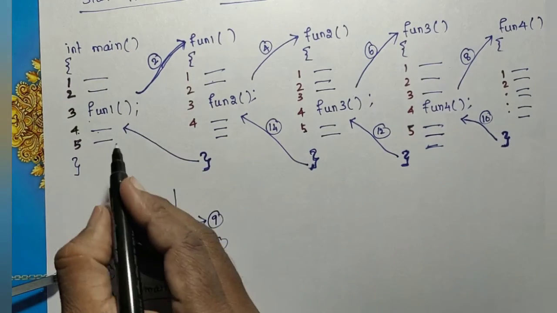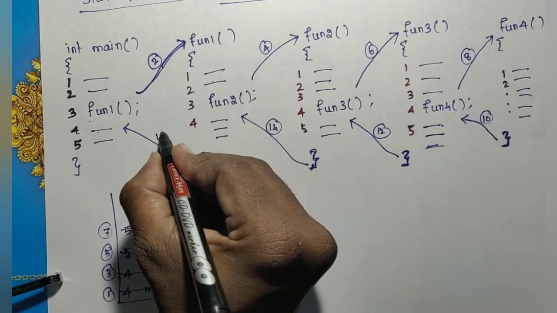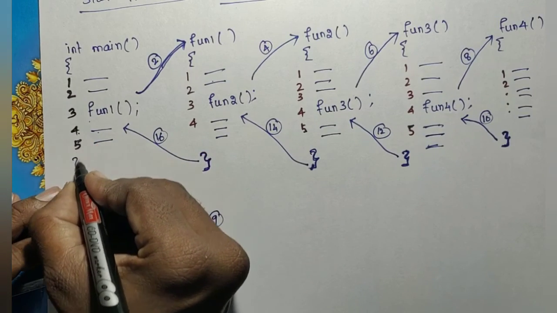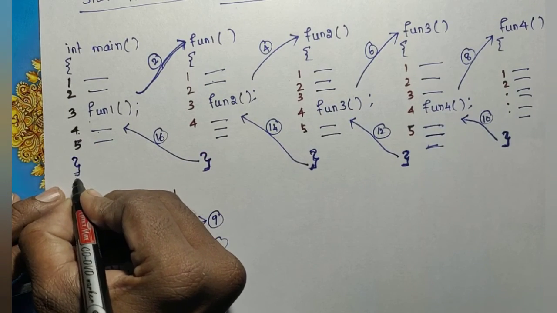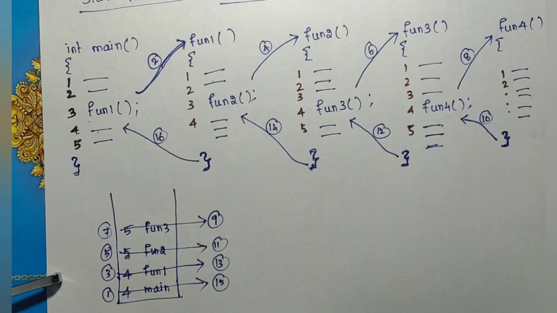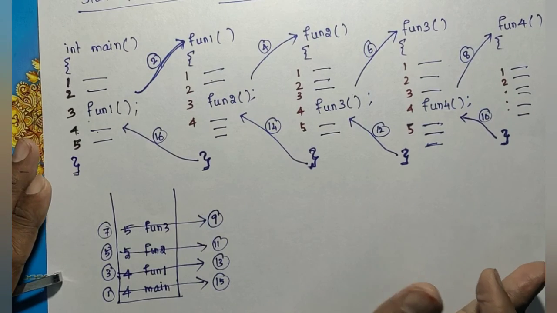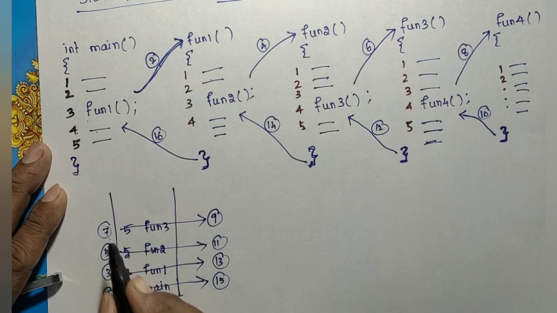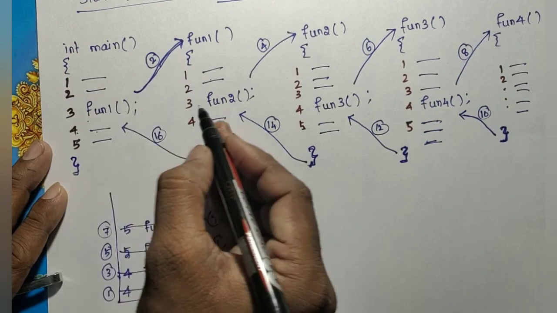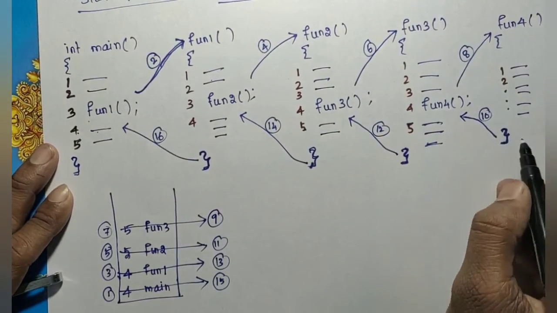And then this is the 16th one. Again it will continue executing. Here is the end of main. End of main means it will return to the system. So the program will get terminated. So here the stack is used for maintaining the order of calling the functions.